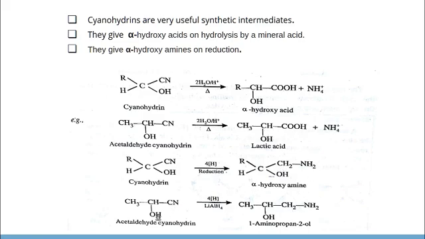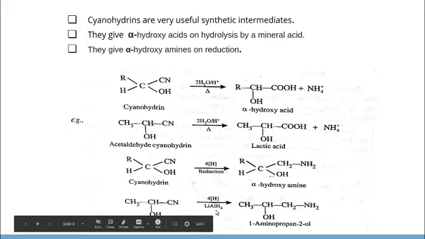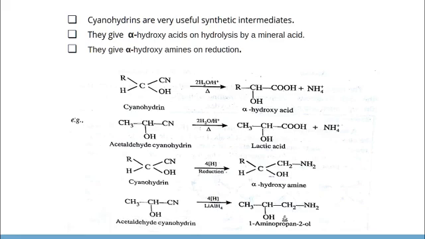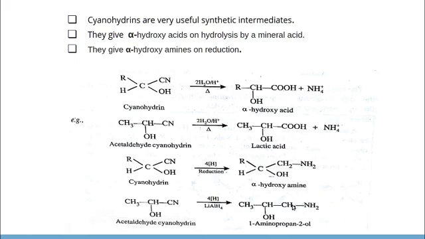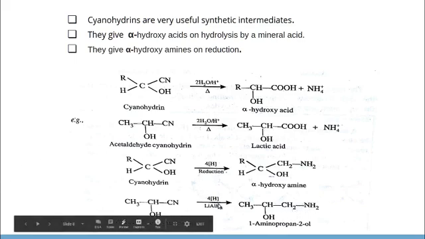So here we have acetaldehyde cyanohydrin, which on reduction with lithium aluminum hydride we will get 1-aminopropan-2-ol. That means this cyano group will undergo reduction to CH2NH2. So that's all about the importance of cyanohydrins.